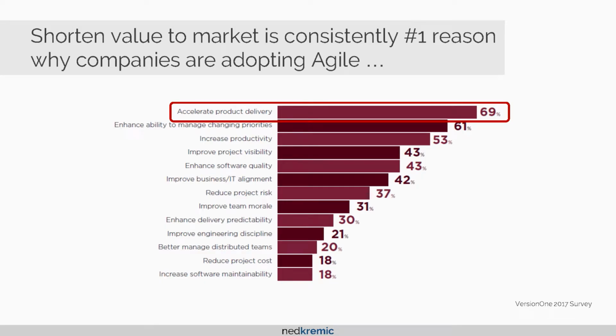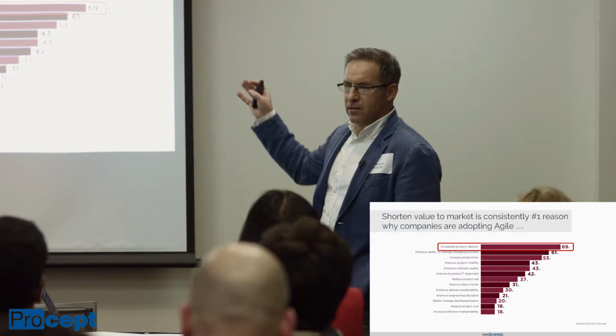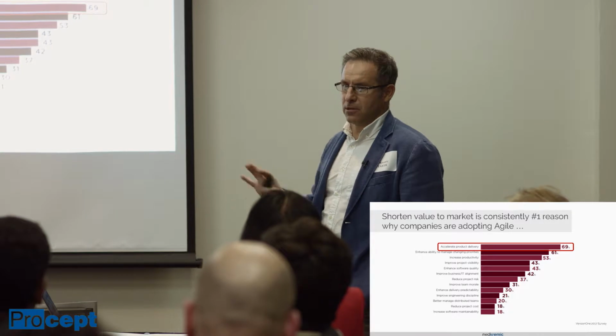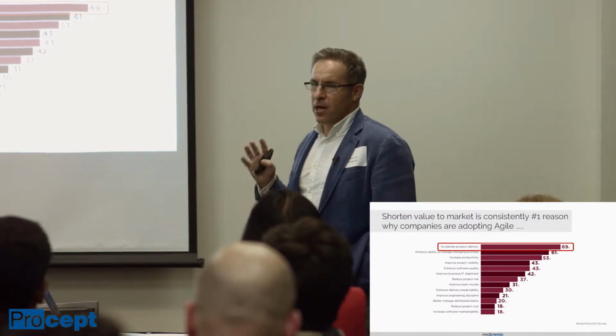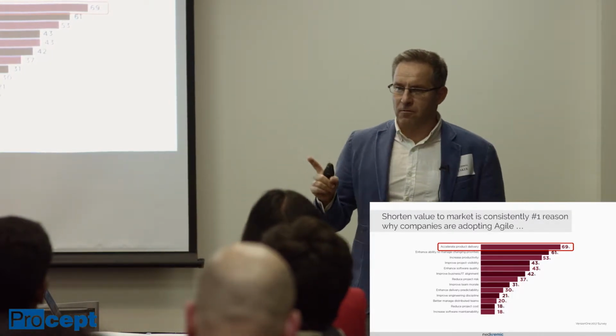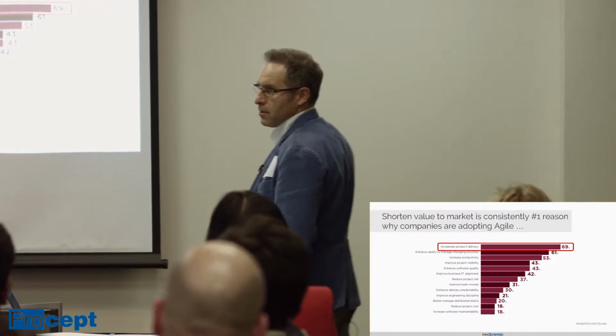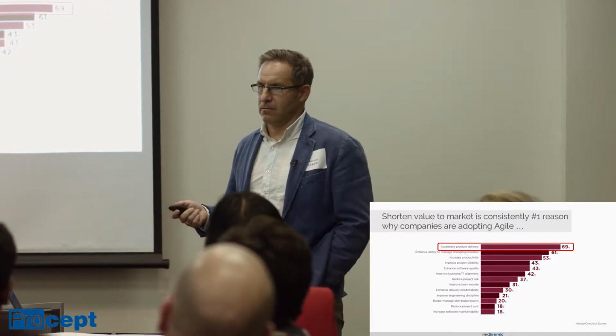They realize that. This is the study published by Version 1. Version 1 has been doing this for 8 years now, starting in 2010, and they compile this data annually, globally now. They ask everybody who is doing Agile across the world. And for 8 years in a row, the number one reason why companies are moving to Agile is because they want to accelerate product delivery. In other terms, time to market, time to value.